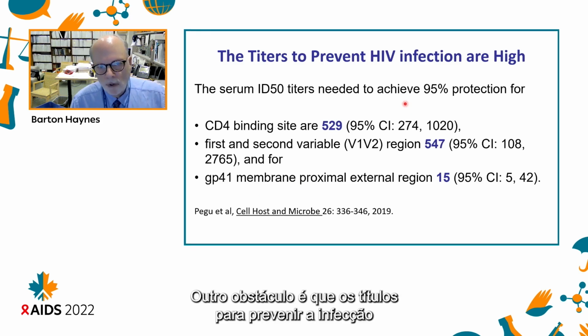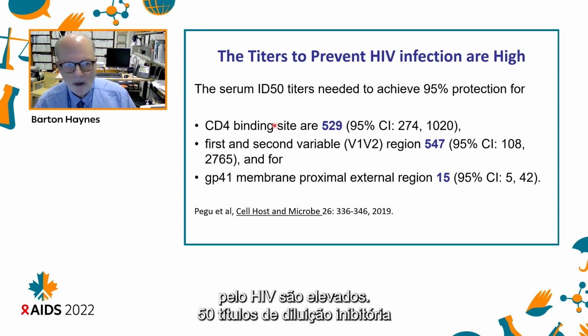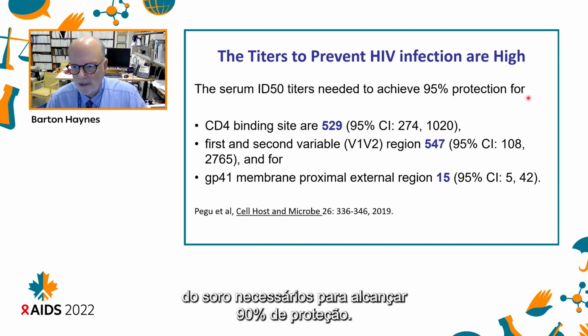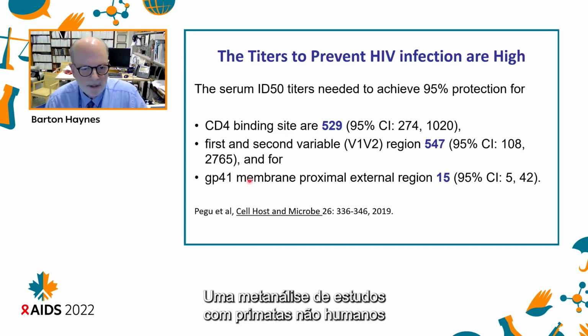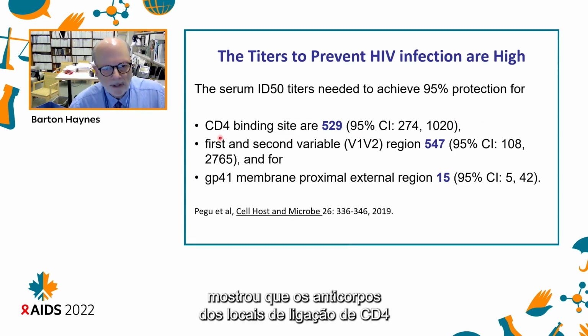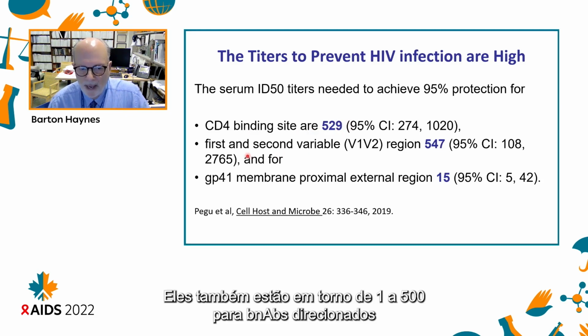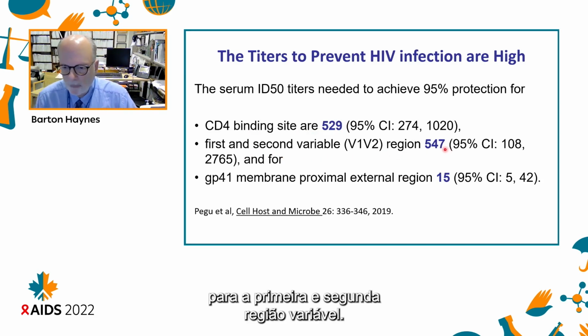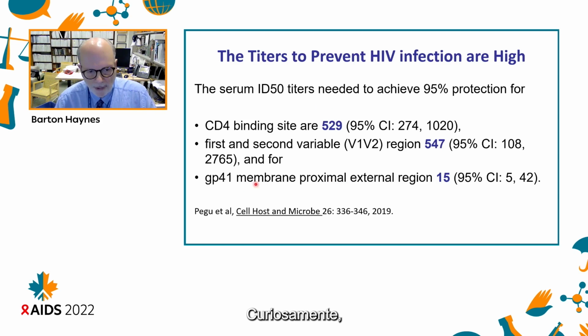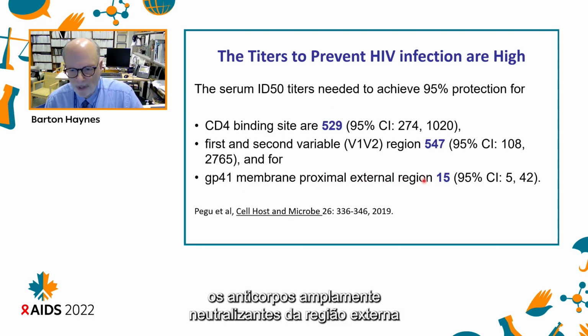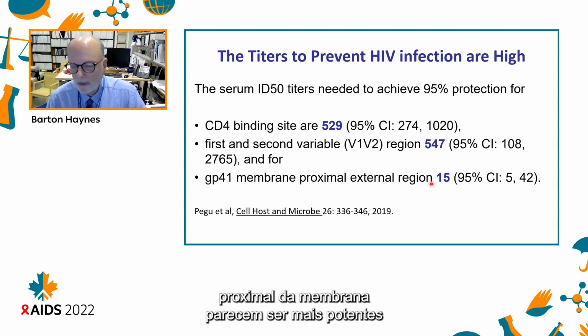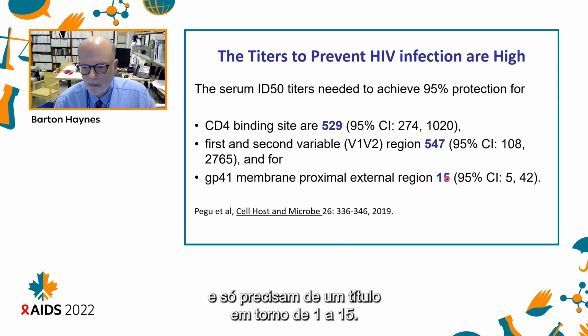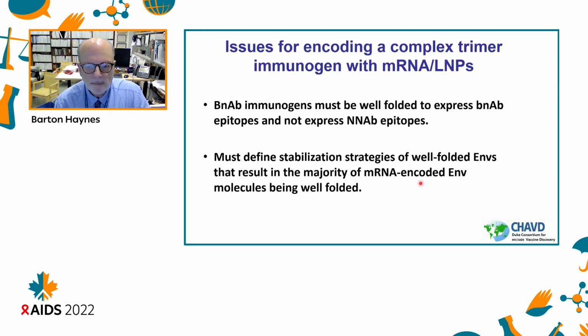Now, another roadblock is that the titers to prevent HIV infection are high. The serum inhibitory dilution 50 titers needed to achieve 90% protection, in a meta-analysis of non-human primate studies, has shown that for CD4 binding site antibodies, it's around 1 to 500. And also for broad neutralizing antibodies that target the first and second variable region, it's also about 1 to 500. Interestingly, membrane proximal external region broadly neutralizing antibodies appear to be more potent and only require a titer of about 1 to 15.